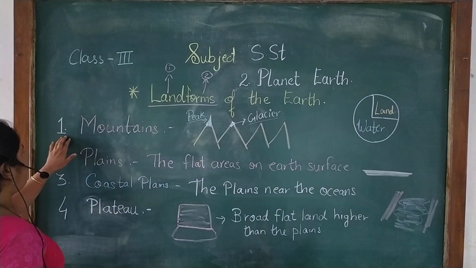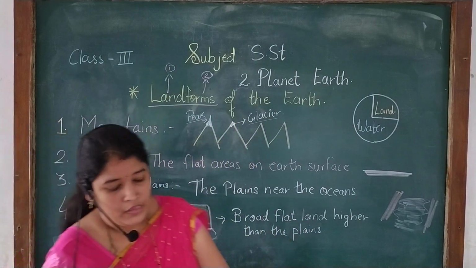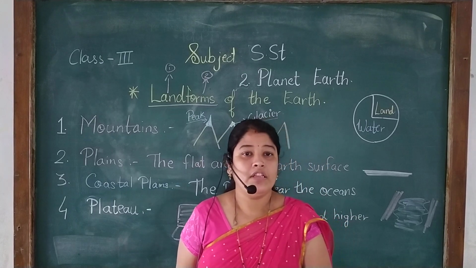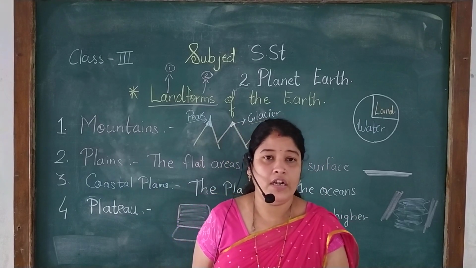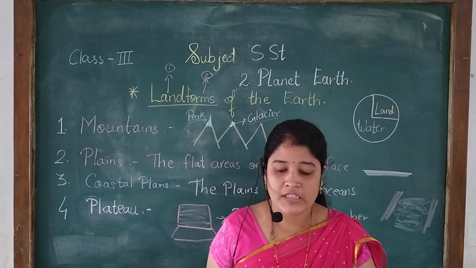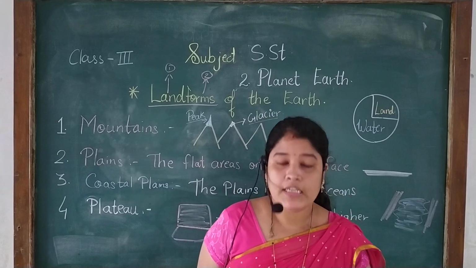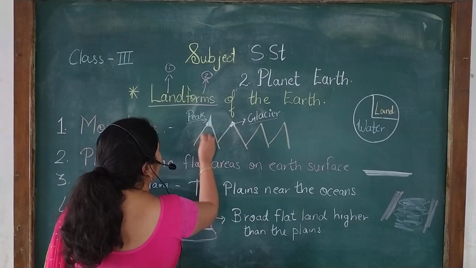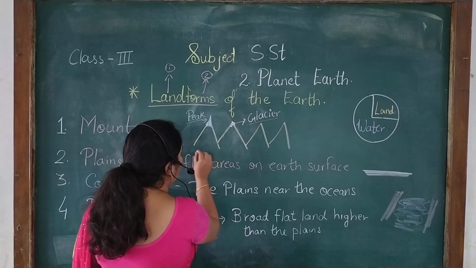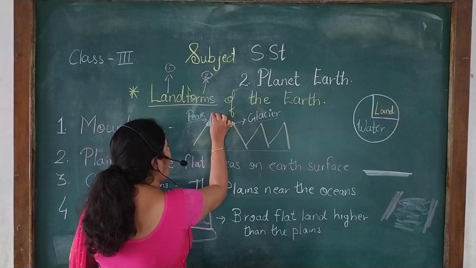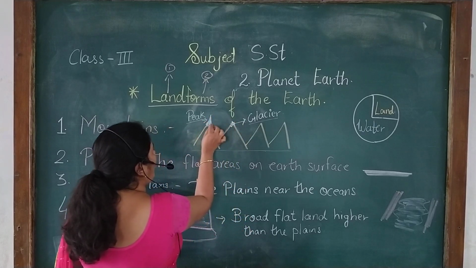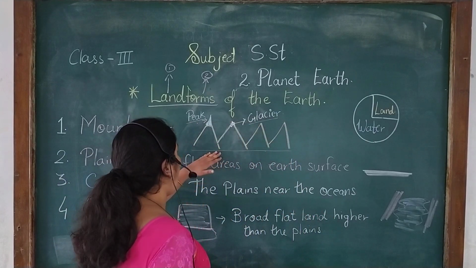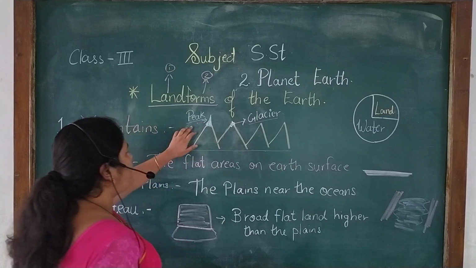So let's see first, mountains. On page number 14 and 15 a beautiful image is given. With the help of this image you will learn the different landforms of the earth. Now what is a mountain? A mountain is a highland with a mountain peak. Can you see these mountains? A land which has come up high with a pointed peak is called a mountain.